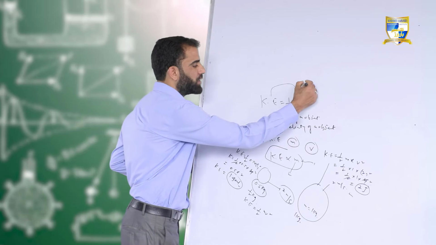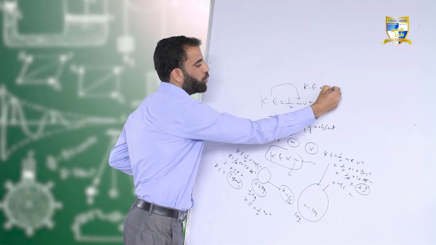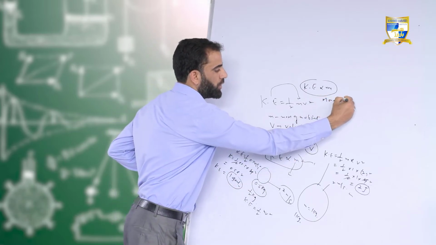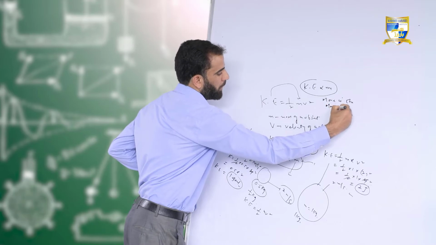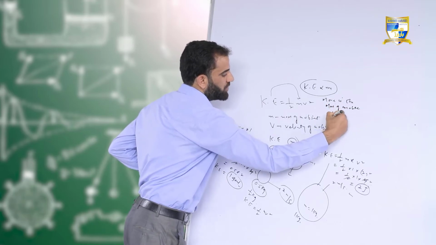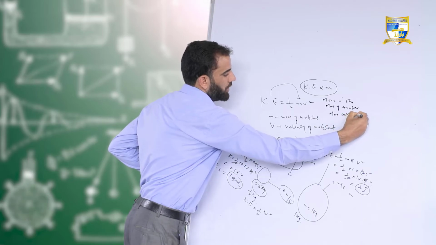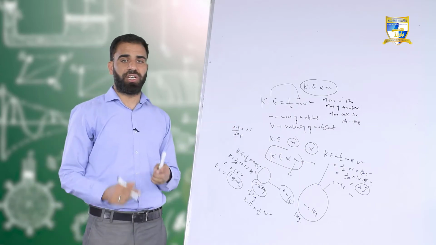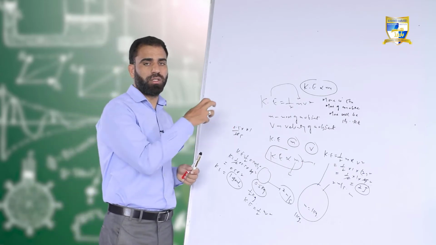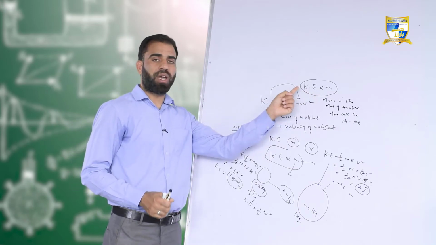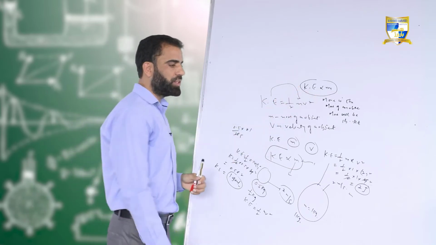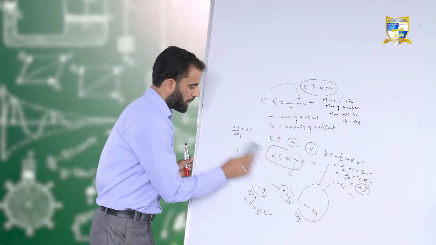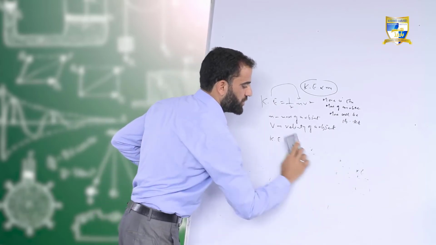So that is, kinetic energy is directly proportional to the mass of an object. That is, the more the mass of an object, the more will be its kinetic energy. So kinetic energy and the mass of an object have a direct relation. If one increases, the other will also increase. If mass increases, kinetic energy will increase. So let us see now what the relationship is between kinetic energy and the velocity of an object.